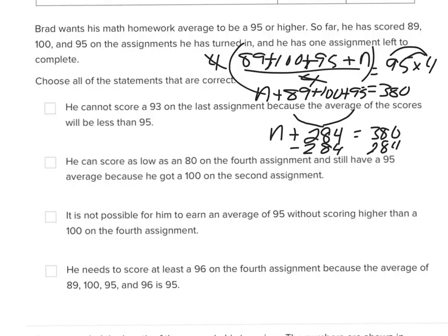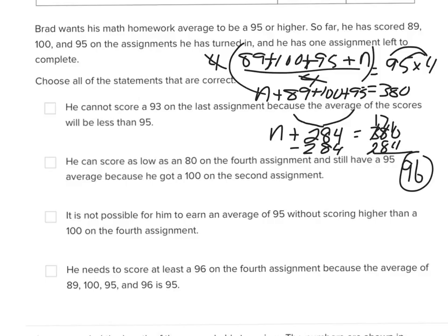Is that right? Borrow from the 8. Oops, make it a 7. 10 minus 4 is 6. Just trying to stay out of the way of the other problems. 7, borrow from the 3. Yes, 96 is what he needs. Okay, so solving that problem first is going to help us answer the rest of these.